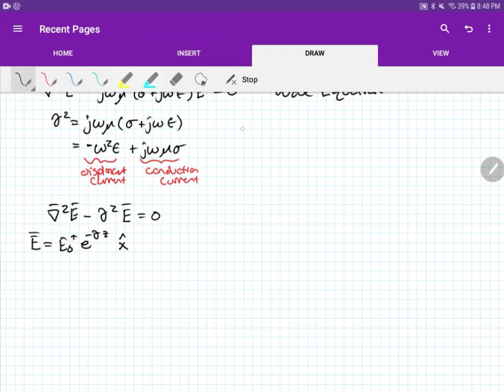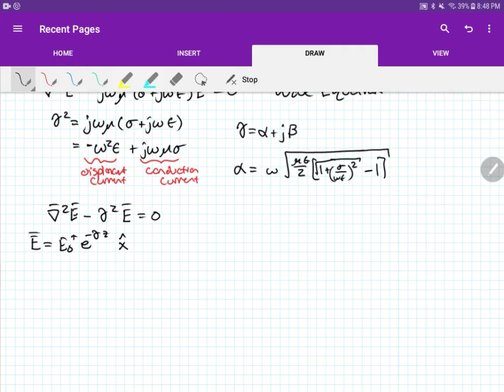So now looking at gamma further, we can also define gamma as equal to alpha plus j beta. And over on the left, we have gamma squared. So in order to solve for alpha and beta, we square the right side. And we end up getting alpha is equal to omega root of mu epsilon over 2, another root of 1 plus sigma over omega epsilon squared, minus 1. And we're going to get beta is equal to something very similar. We're going to get omega root of mu epsilon over 2, root of 1 plus sigma over omega epsilon squared, plus 1. And that's the difference. In alpha, we have this minus, and in beta, we have this plus.